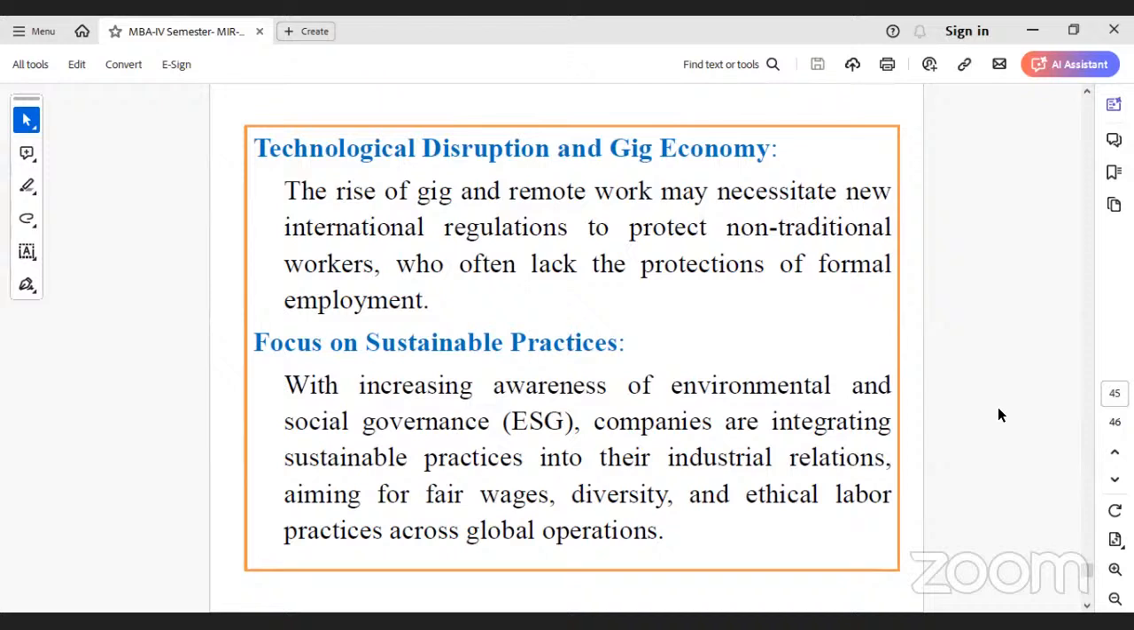It focuses on how technology is developing and how it is implemented at the organizational level. And it focuses on sustainable practices. With increasing awareness of environmental and social governance (ESG), companies are integrating sustainable practices into their industrial relations, aiming for fair wages, diversity, and ethical labor practices across global operations.